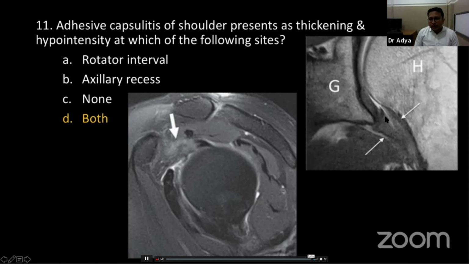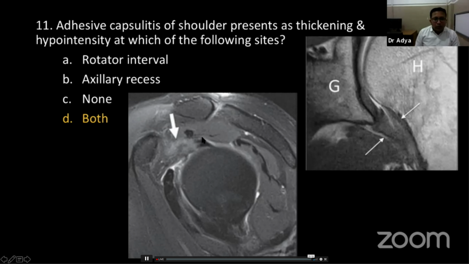Now, as you can see, this is the axillary recess which has got thickened. The cutoff value of this thickness is around 1.3 centimeter. If it is more than 1.3 centimeter, taking both the opposing surfaces of the axillary recess into account.